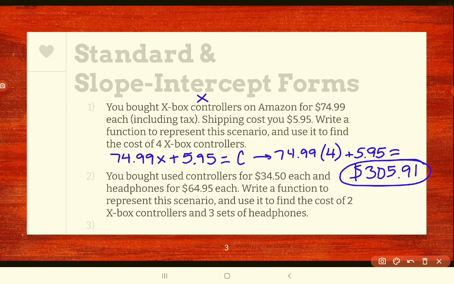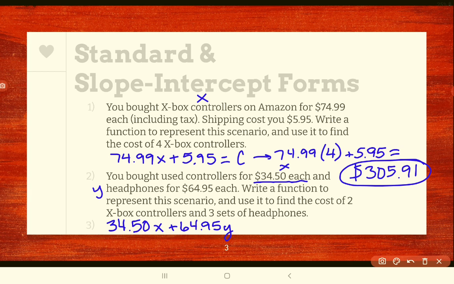Question 2 says this. You bought used controllers for $34.50 each. So think about how you would write that as part of an equation. And we'll call this x here, okay, for our Xbox controllers. If they're $34.50 each, that's $34.50x. Because I might have bought more than one. I may need to multiply that $34.50 by a bigger number. But then you also, so in addition to that, had to pay for headphones. So we'll call headphones y. And you bought the headphones for $64.95 each. And those are actually a reasonable price because I looked it up.